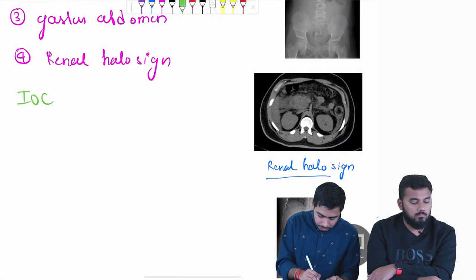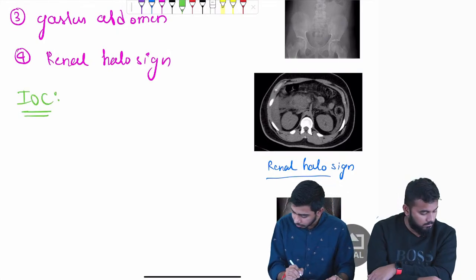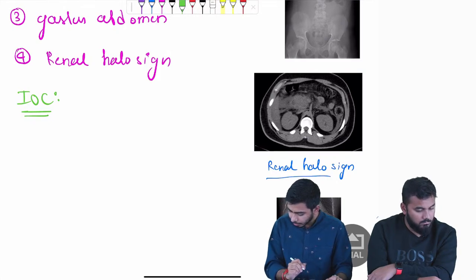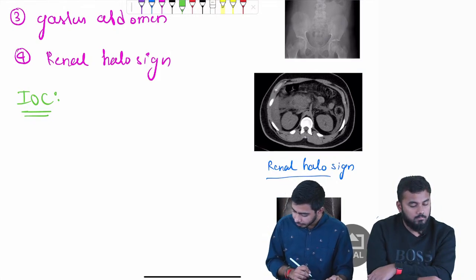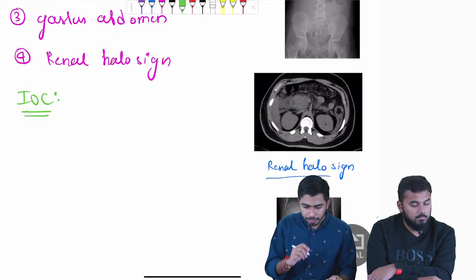Okay guys, investigation of choice, can somebody answer? Very nice, very fast. Suddenly the colon shadow disappeared, colon cutoff sign. Yes, exactly. Very nice, Roy. Investigation of choice, guys, for acute pancreatitis.